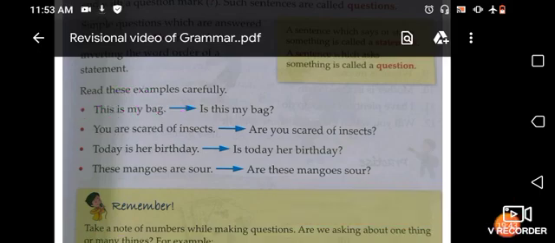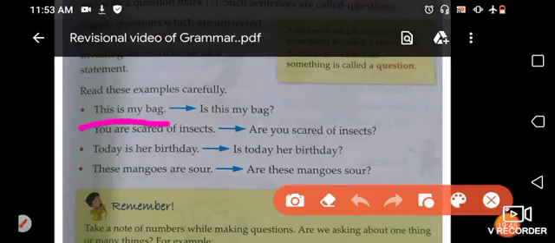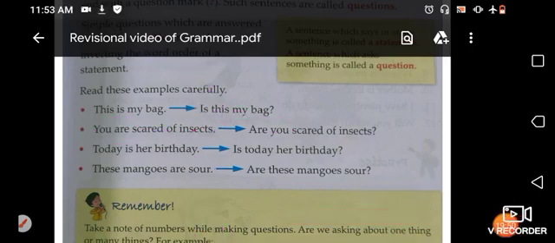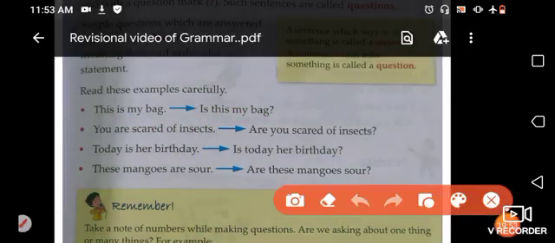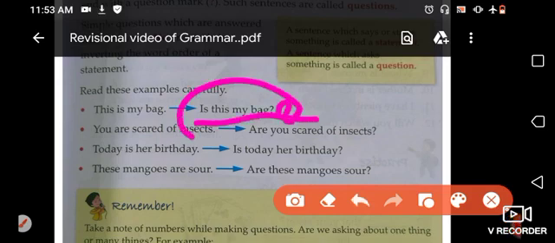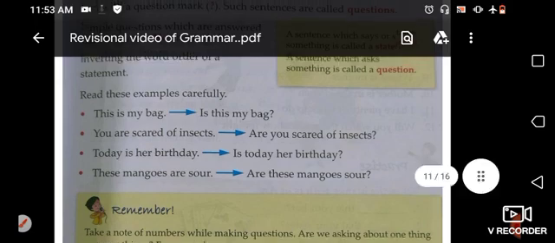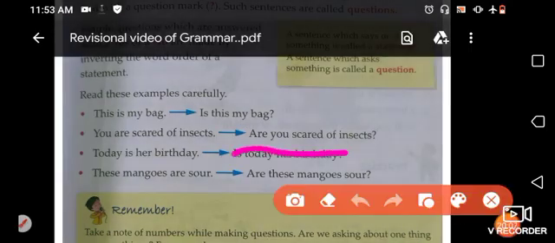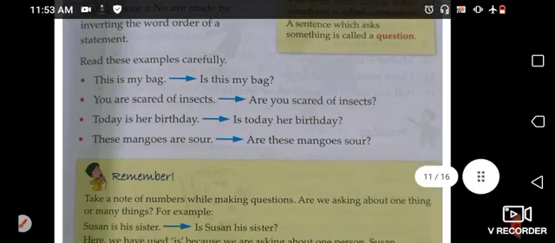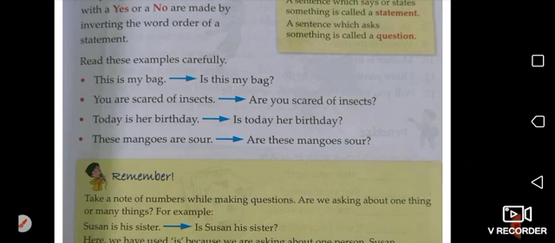As you can see in the next one, this is my bag, here you can see the helping verb is put at the beginning of the sentence and it became is this my bag. And in the end you can also see the question mark. Next one is you are scared of insects. So if you want to make this a question, then you will write, are you scared of insects, and a question mark. Next one is today is her birthday.